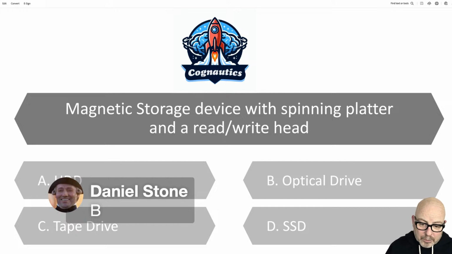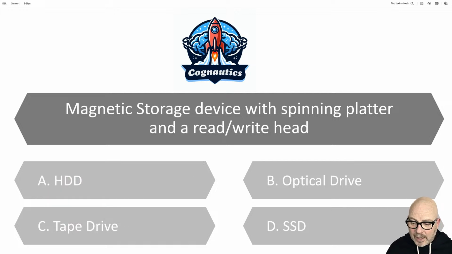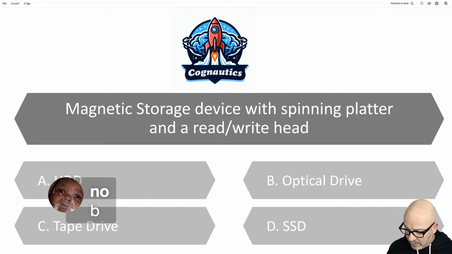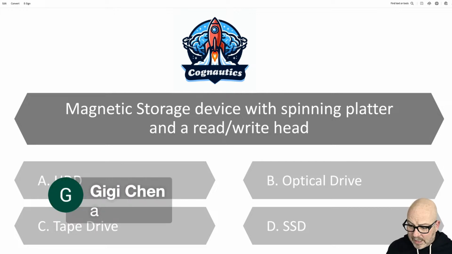Magnetic storage device with spinning platter and a read-write head. It doesn't help they give these things different names, okay? So what do we think? A magnetic storage device with spinning platter and a read-write head. I think that was for the previous one. No, you were quite correct with that. What about this one, though? What do we think? Giggy said A. An HDD. What do we think? Is A the right answer for this one?